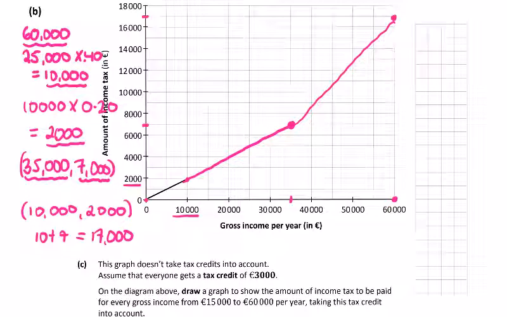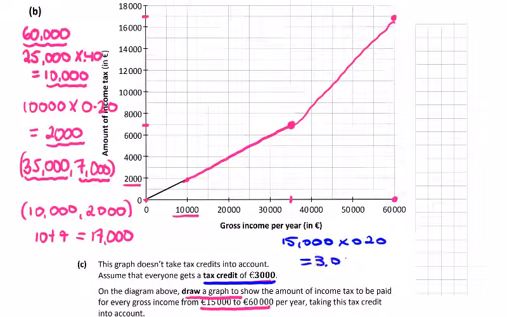And then in the last part of this question, we're asked, if everyone gets a tax credit of 3,000, draw a graph to show the amount of income tax to be paid from 15 to 60 every year. Just change colors for this one. So let's figure out what's going on here. If we have a tax credit of 3,000, how much would we need to earn? 15,000 divided by 5 is 3,000, so 15 by 20% is 3,000. So we'd have to earn more than 15, which is here, to start paying tax. And you can see here that that will be 3,000 there.